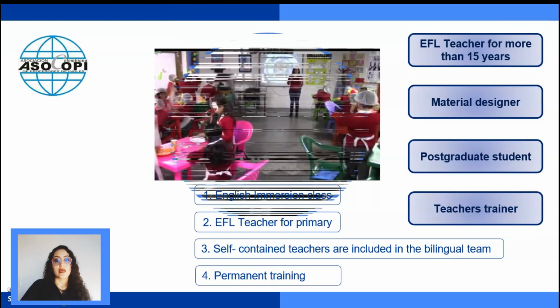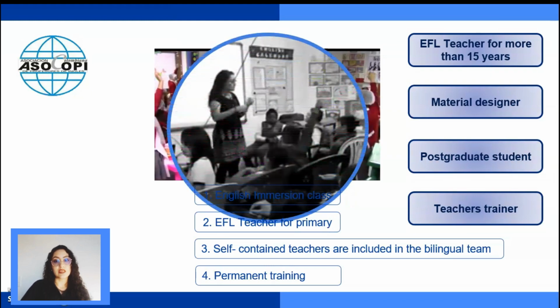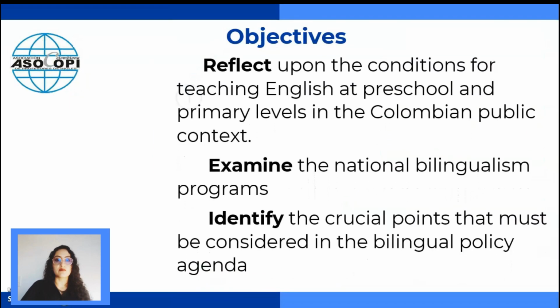Number one, reflect upon the conditions for teaching English in preschool and primary in the Colombian public context. Number two, examine the national bilingualism programs and highlight those important facts for preschool and primary. And finally, identify the crucial points that must be considered in the bilingual policy agenda.